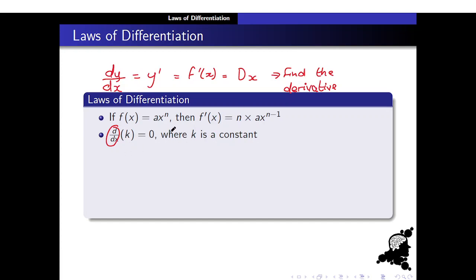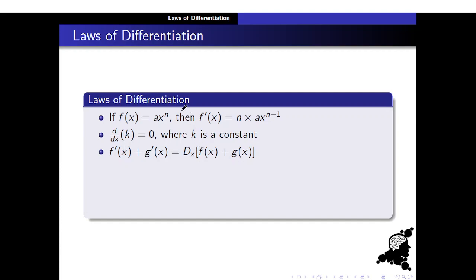So the derivative of a constant is something we just need to know. The derivative of f of x plus the derivative of g of x is equal to the derivative of f of x plus g of x. What are we saying here? The sum of derivatives is equal to the derivative of sums.